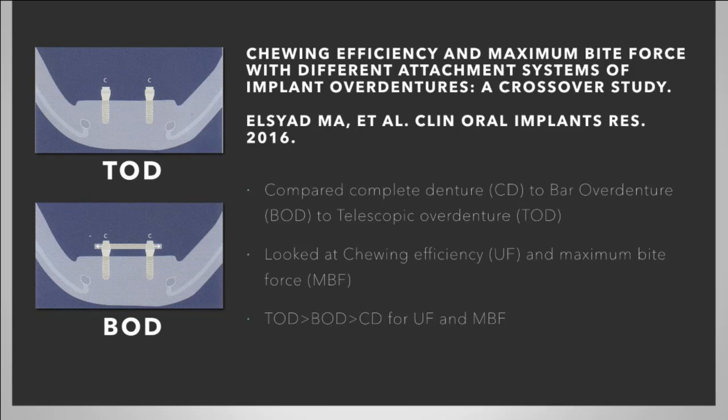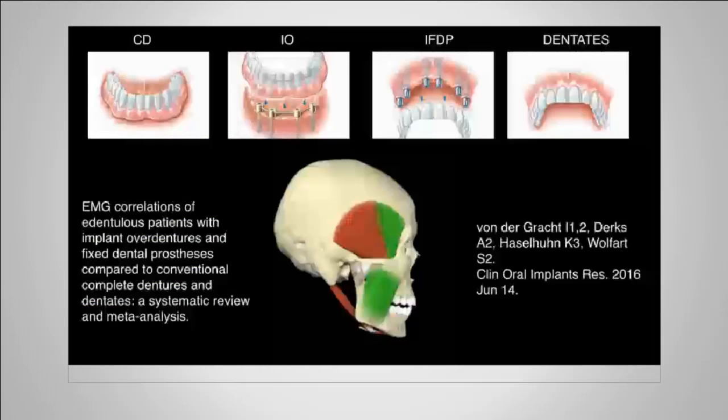When this paper looked at the chewing efficiency and the maximum bite force that could be generated with the different options, they discovered that the telescopic overdentures had higher chewing efficiency and a higher maximum bite force than bar overdentures, and than complete dentures as well.